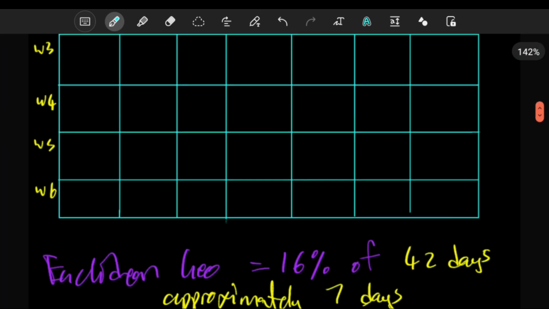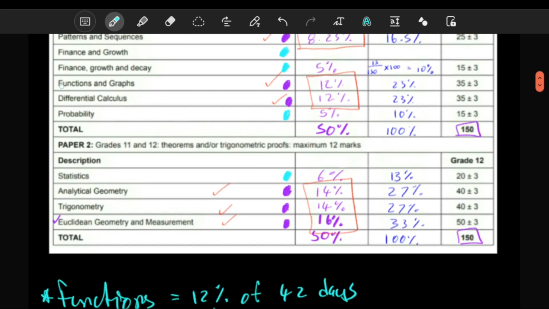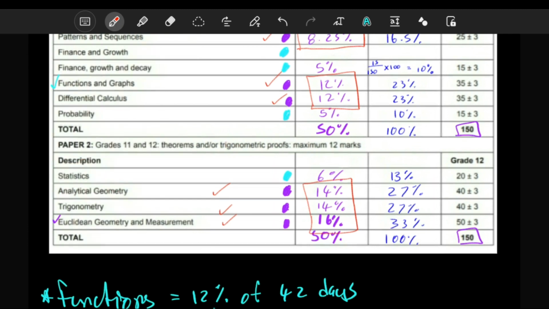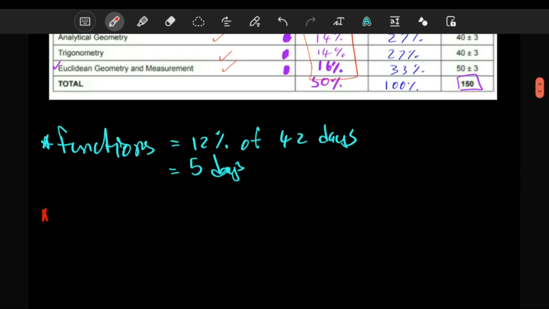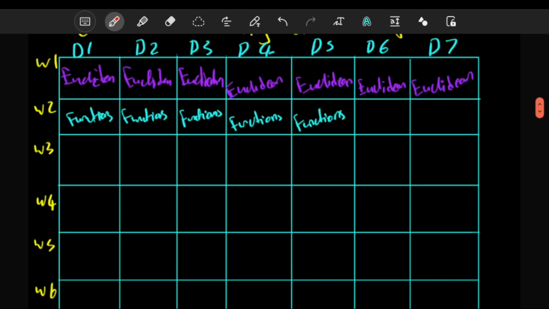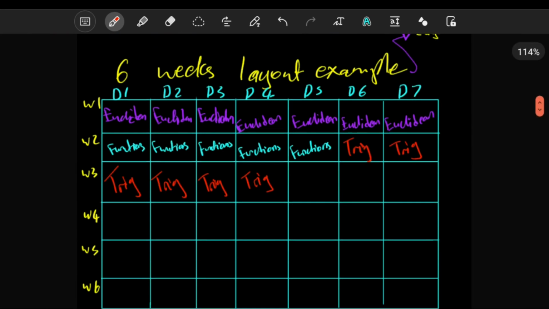There we go. Now you can imagine this is the trend you want to follow for the rest of the topics. You would have done functions and graphs now. So if you move on to something like trigonometry, we know that this is 14% of 42 days, which is equal to approximately 6 days. Of which, as we mentioned, then you'd want to have here, there we go, trig for the next 6 days.